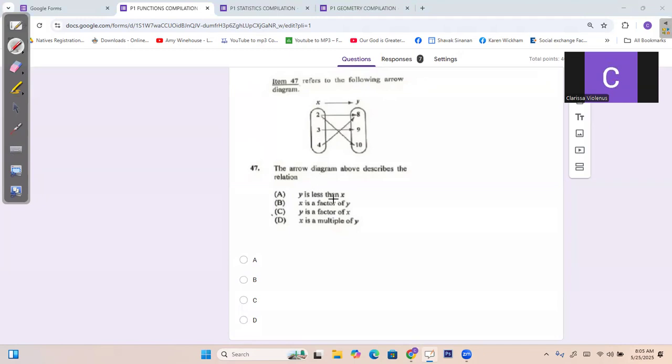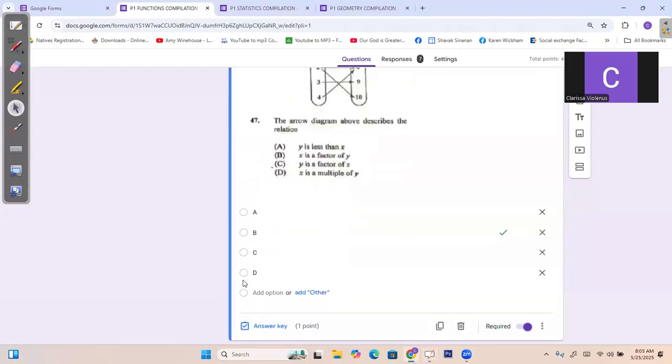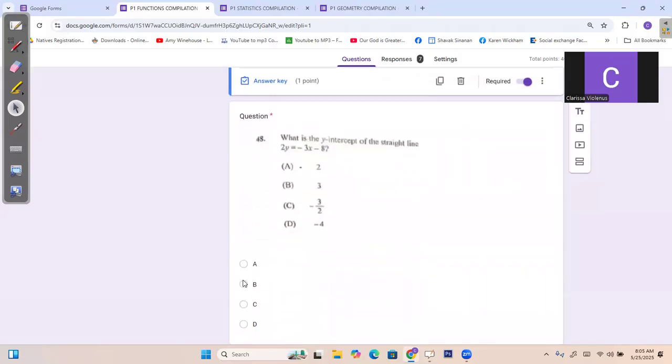y is less than x, that is wrong. x is a factor of y, true. y is a factor of x, not true. So the only one that's true is B. So even just by elimination, you got that answer.